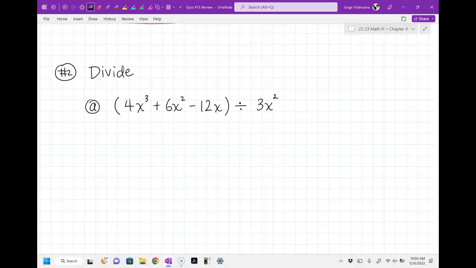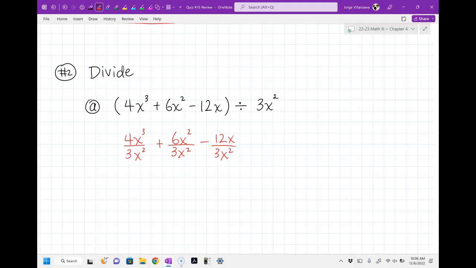Okay? So, here we go. For these, all you have to do is rewrite each term divided by what's given. What's given for you to divide by. So 3x squared. So 6x squared divided by 3x squared minus 12x divided by 3x squared. Like I said, I made this one a little challenging at the very end.